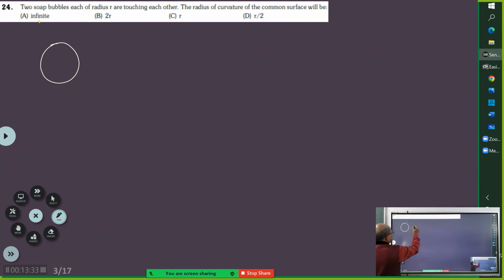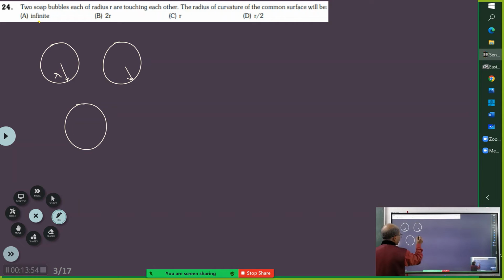You have drawn one diagram like this and another like this. Both have radius R, and both are the same soap bubbles, so everything else is the same. Now when they come close to one another, what is the physics happening? If the pressure here was more than the pressure here, then this would have penetrated inside, or if the pressure here is more, it would have penetrated here. But the pressures are equal.